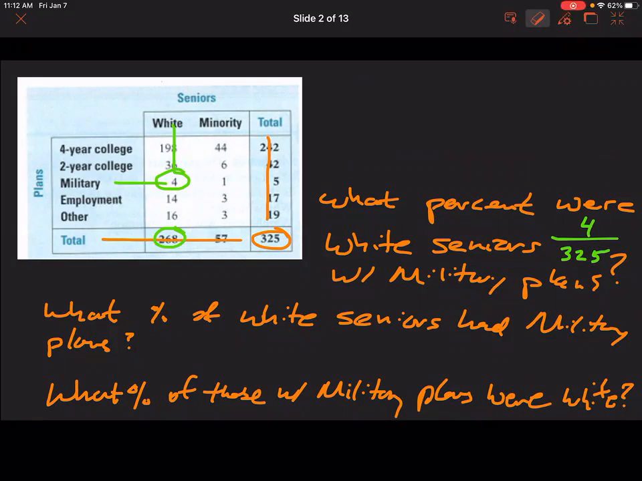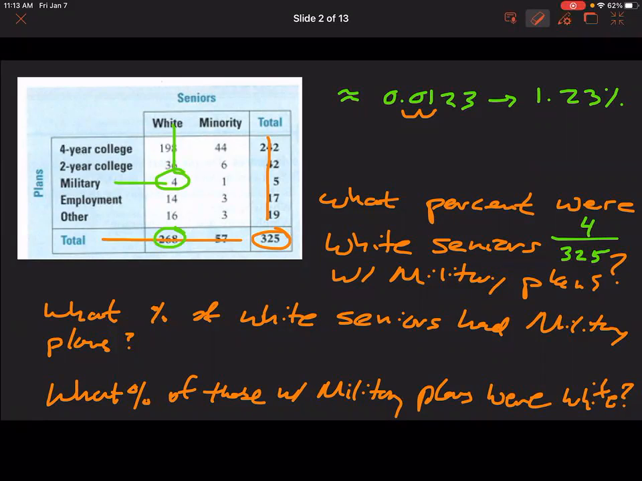We divide those: 4 divided by 325, Enter. And we get approximately 0.0123. Move the decimal 2 times to the right, and we get 1.23%. So overall, there weren't that many white seniors with military plans, or they didn't make up a large percentage of the group.